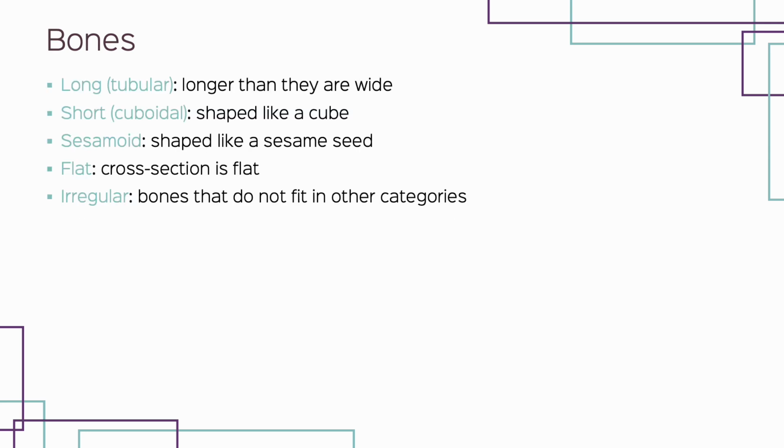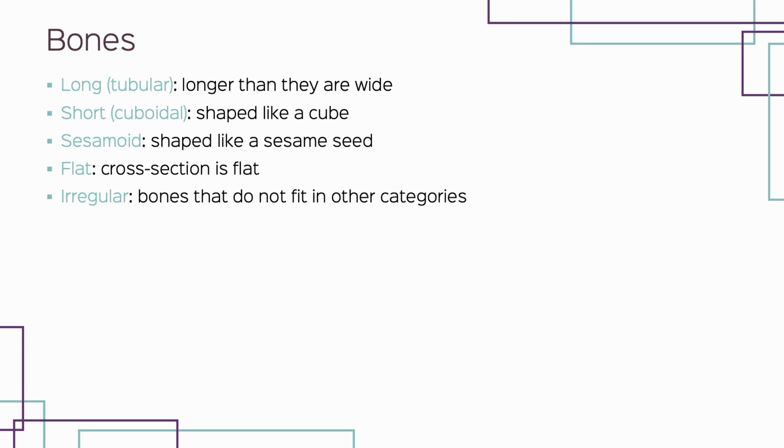Bones can be classified according to their shape. Long bones are longer than they are wide, and they are found in the limbs, such as the femur and the humerus. Short or cuboidal bones are shaped like a cube. Examples of short bones will include the carpal bones of the wrist and then the tarsal bones of the ankle. Sesamoid bones are shaped like a sesame seed, and they can be found embedded in tendons within the joints. There are 2 sesamoid bones in the ball of the foot underneath the big toe joint. And then the patella within the knee is the largest sesamoid bone.